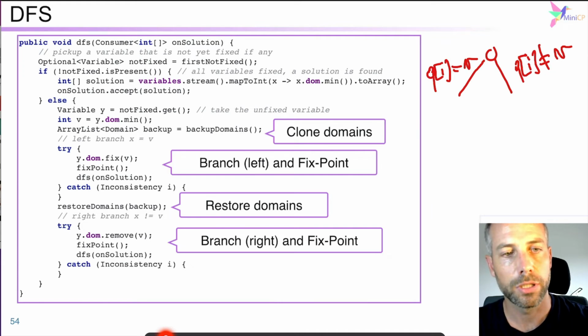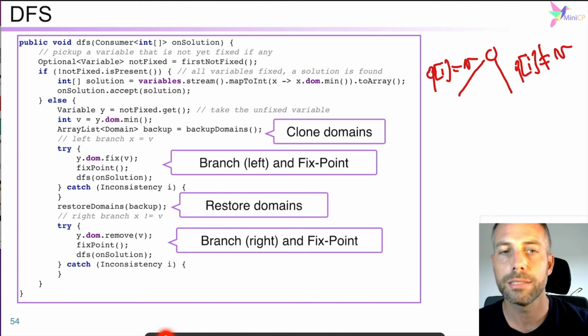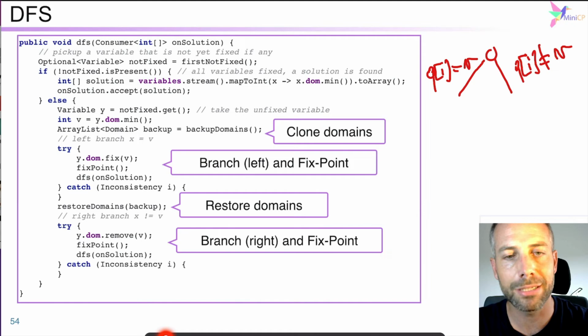Otherwise, you take the unfixed variable, you take one value inside its domain. Let's say, for instance, that we take the minimum of the domain of that variable. And then we will back up the domains of all the variables. So we clone all the domains here. So we've got an array list, one entry for each variable with the backup domains. Then we will try this value v for the variable y.